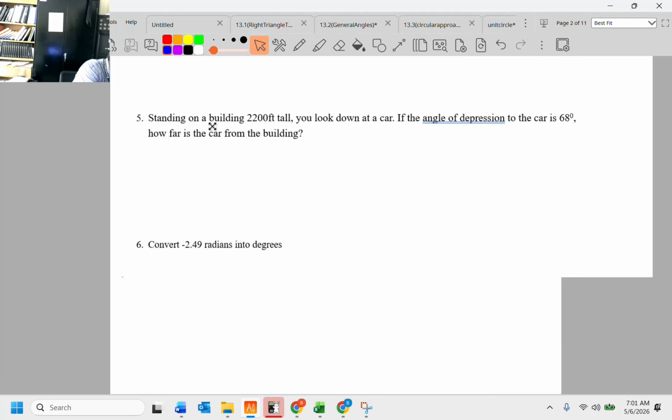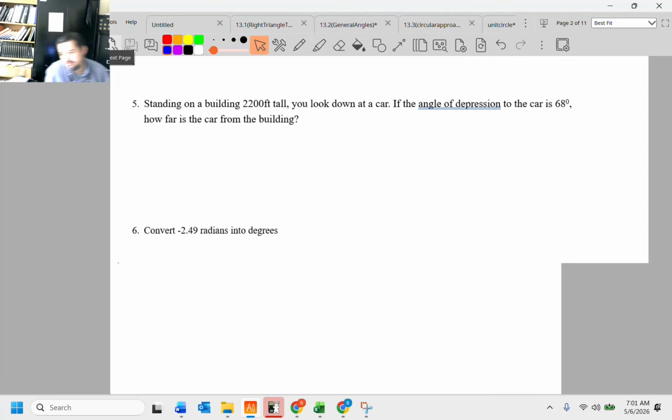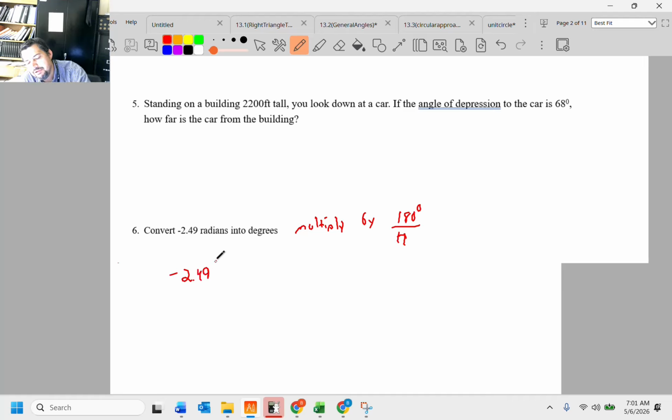Convert negative 2.49 radians into a degree. To convert a radian into a degree, you multiply by 180 degrees over pi. So I'm going to take my negative 2.49, and you should write this because that's going to help you remember it.